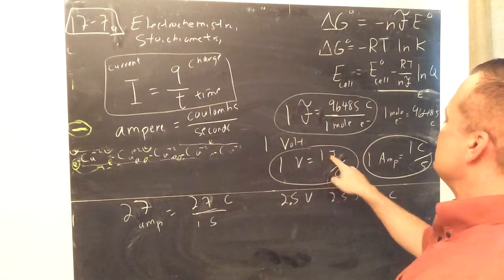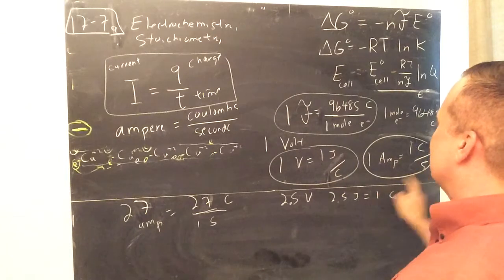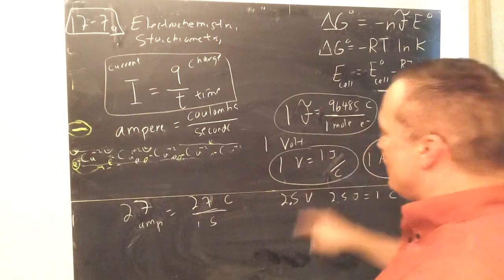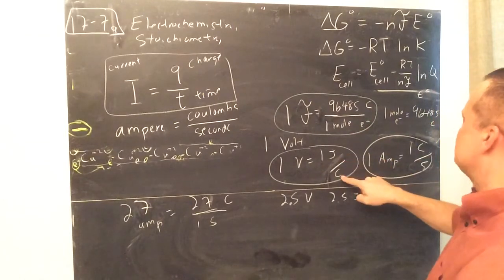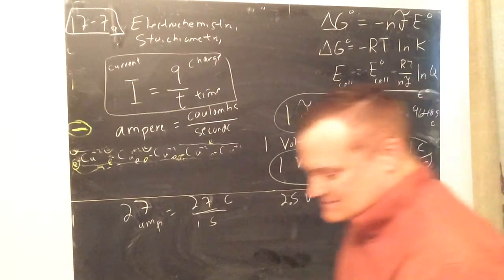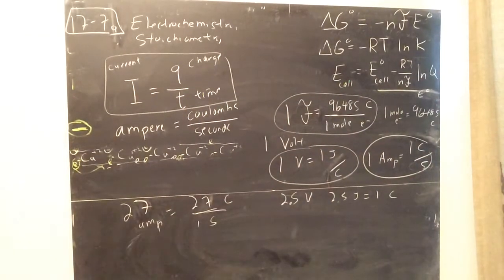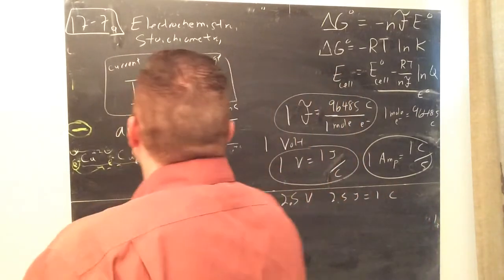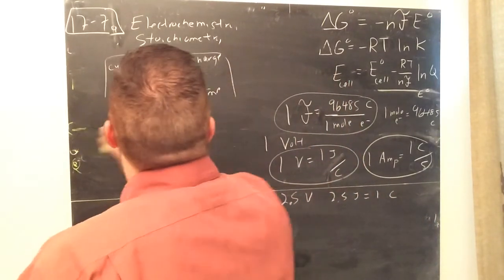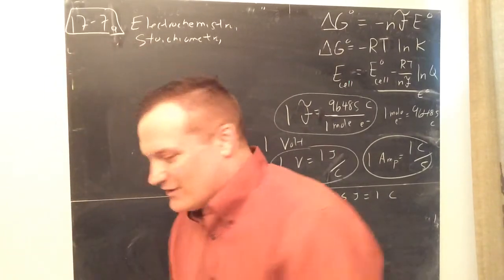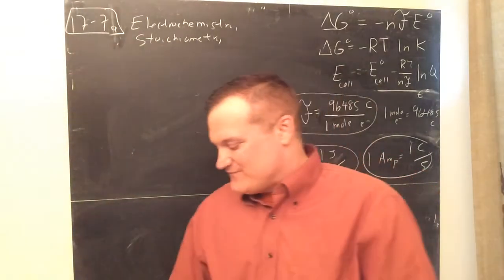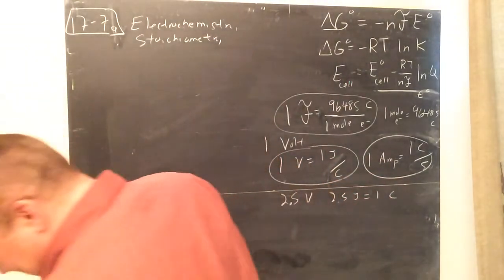So, volt is joule per coulomb, amp is coulomb per second, Faraday is coulomb per mole. This lets you link coulombs to moles, joules to coulombs, and coulombs to seconds. Those are going to be the 3 little steps that you can use. And now, because we're doing stoichiometry, we're going to go back and do something we haven't done in a long time, some factor label method.